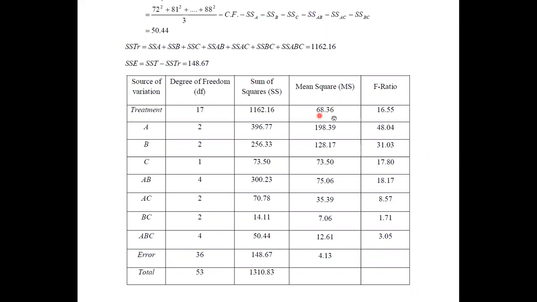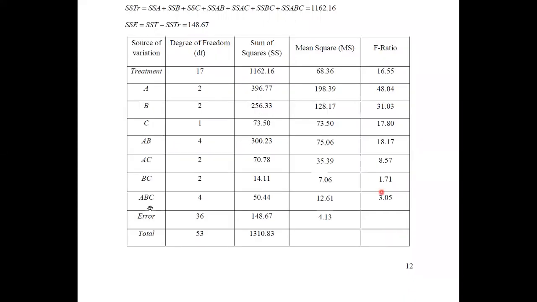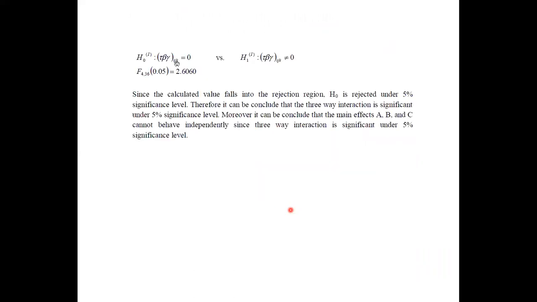You have to do it by taking the ratio between this mean square value and the mean square error. Therefore, 68.36 divided by 4.13 gives you the value as 16.55. Likewise, you can perform all these calculations and obtain the values for the F ratios. And same as previous, here also, first of all, we need to test for the interaction. Here, the first hypothesis is considered for the interaction. We are testing for no significant effect from the interaction. It means that interaction is 0 versus interaction is not equal to 0.